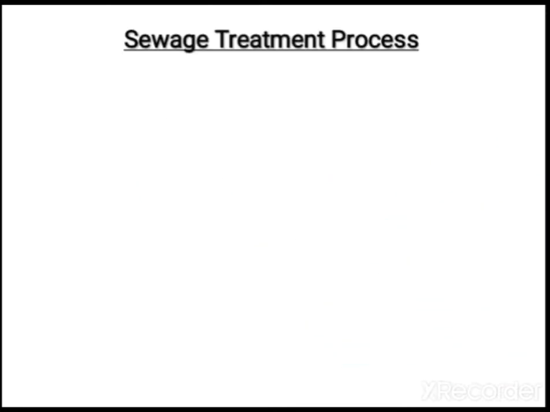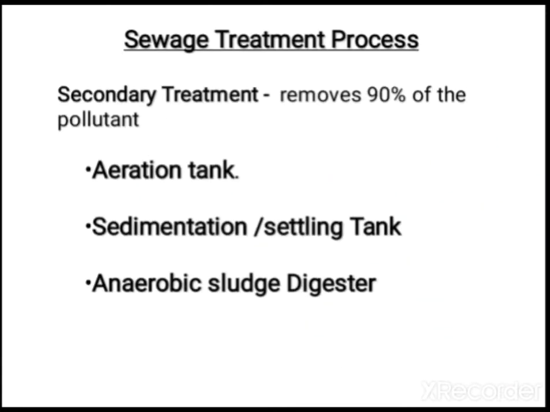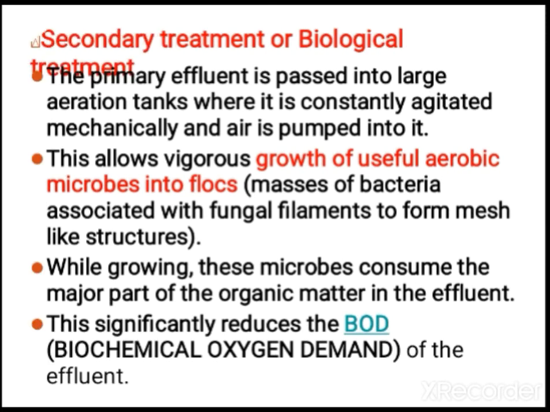Now let us come to the secondary treatment process. Secondary treatment removes 90% of the pollutants. Here 3 steps are there: the aeration tank, then the sedimentation or settling tank, and the third is the anaerobic sludge digester. First let us see the steps in secondary or biological treatment.